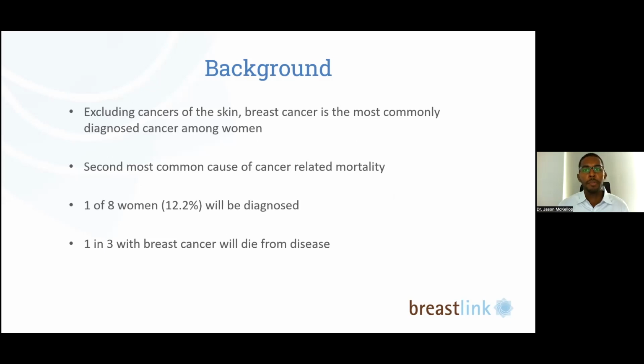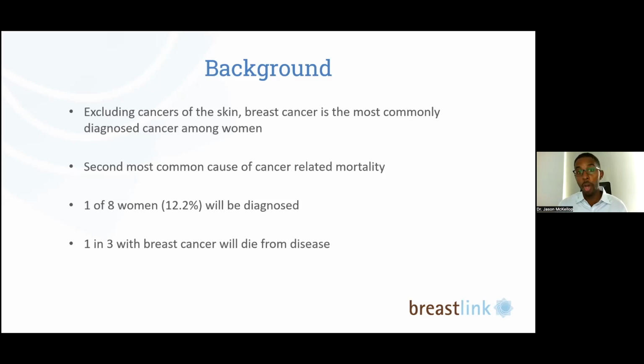Before I begin, I just want to review some of the background behind breast cancer as a disease process. So we'll review some of the stats or epidemiology of the disease. We know that excluding cancers of the skin, breast cancer is the most commonly diagnosed cancer among women. It's the second most common cause of cancer-related mortality, or in other words, deaths related to a disease process. And regardless of how many times I see this statistic, it never ceases to give me pause. But 1 in 8 women, or roughly 12% of women, will be diagnosed with breast cancer in their lifetime.